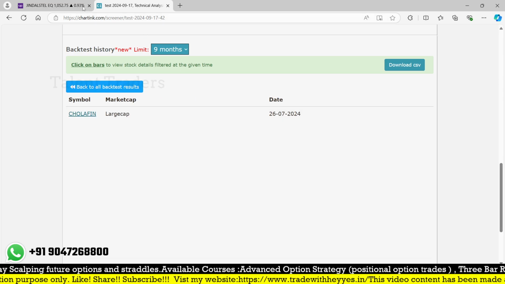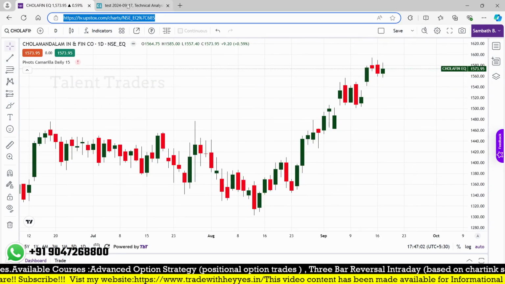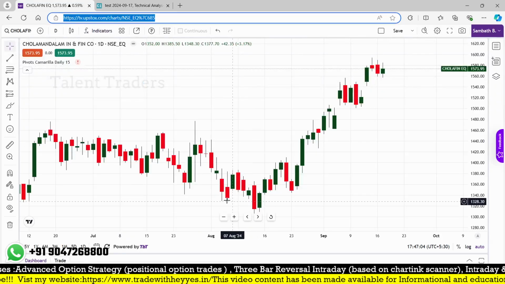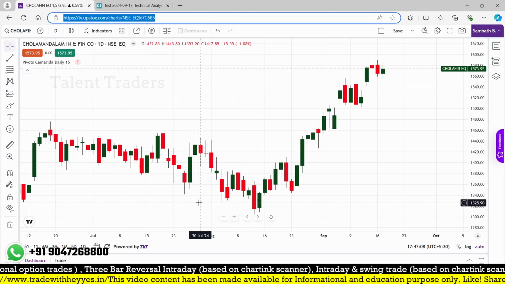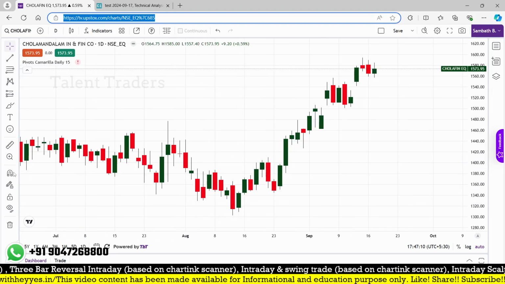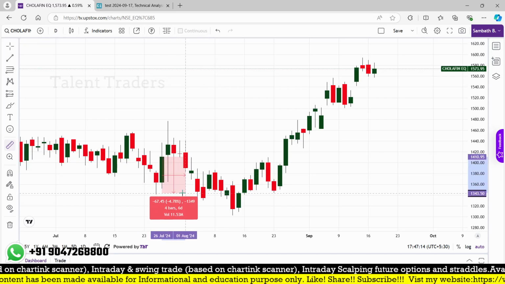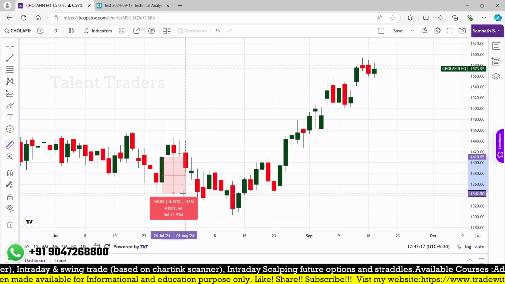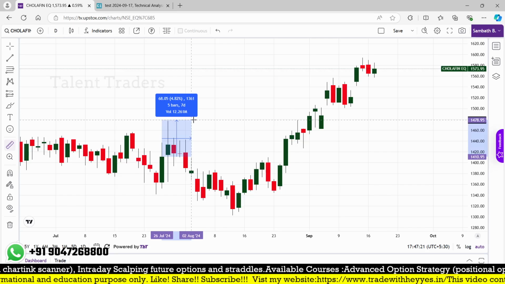So I need to find the Chola Finance, and that was on date exactly 26/7, 26 July. Okay, here. So this is a very important thing which I want to share with you. Maybe if I'm buying here, my stop loss would be around 4%. Okay, and it went up to 4.7%, 1:1 by the next day itself.